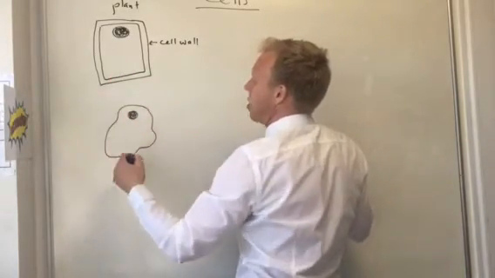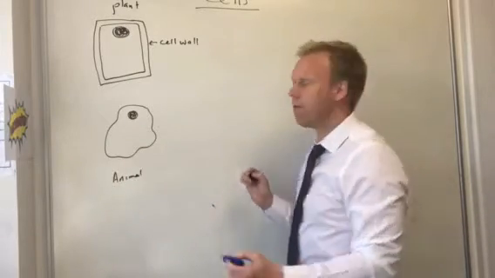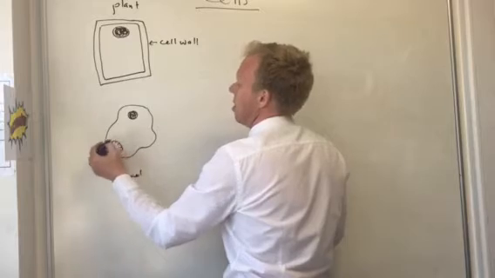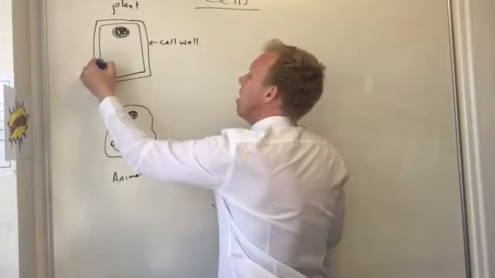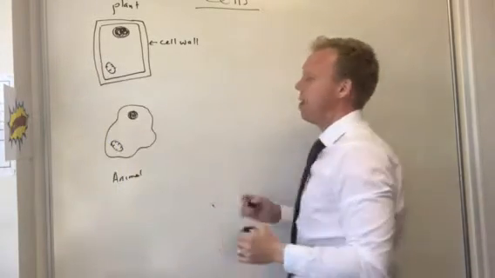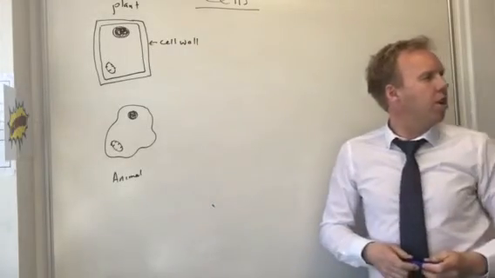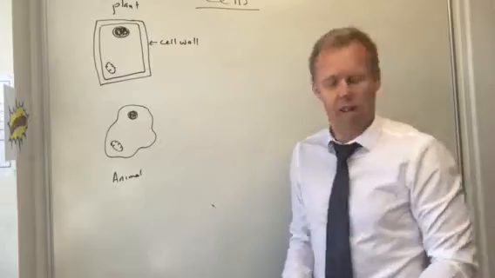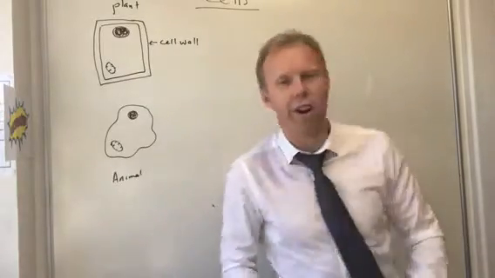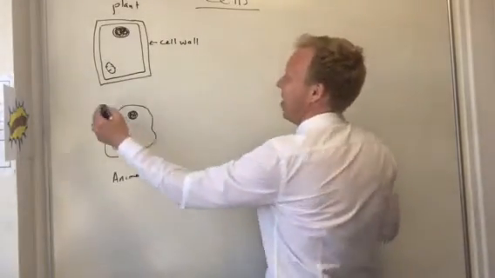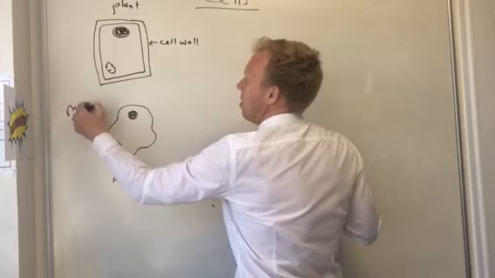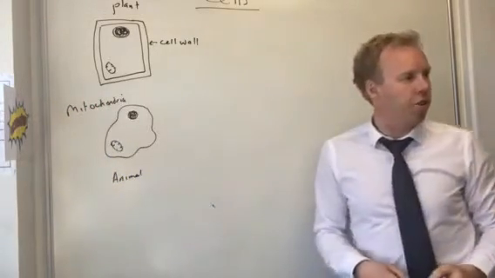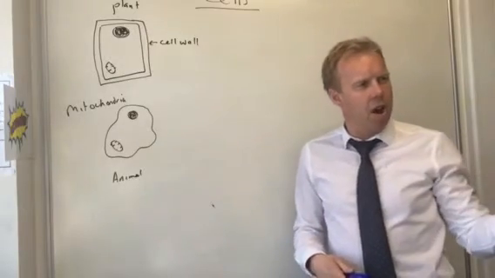I'm going to try to stick to things that they've all got. I'm going to try to draw this, although you may not find it the best thing in the world. They all have this structure here, which I'm going to call a mitochondria. Mitochondria. The mitochondria, anyone know?